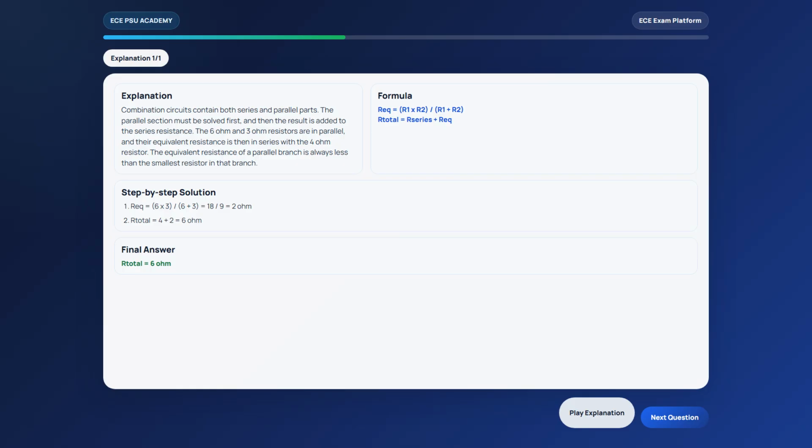Step 2. Add the parallel equivalent resistance to the series resistance. Total resistance equals 4 ohms plus 2 ohms equals 6 ohms. Final answer: the total resistance of the combination circuit is 6 ohms.